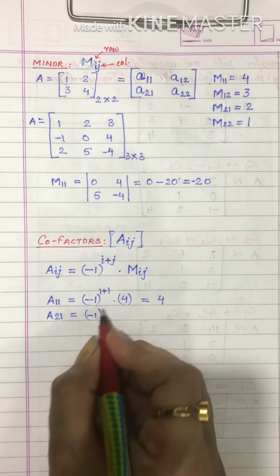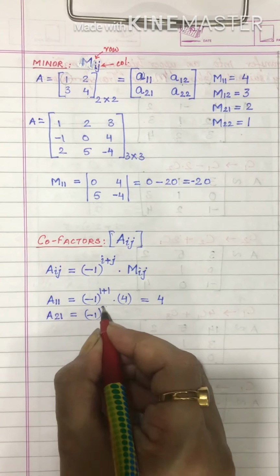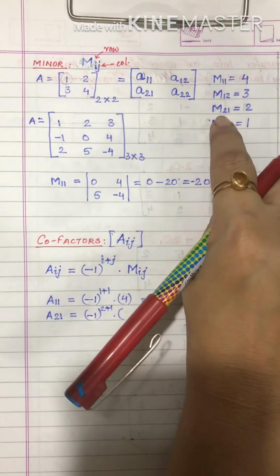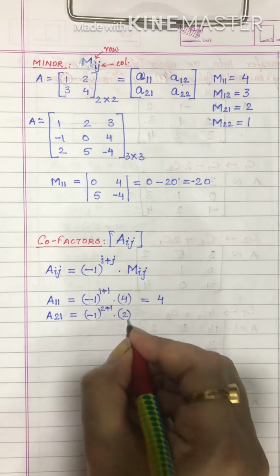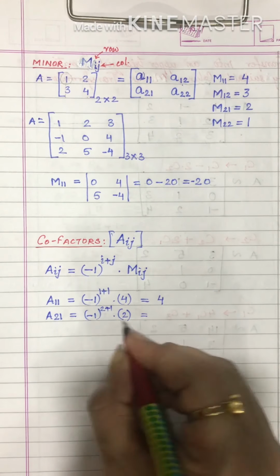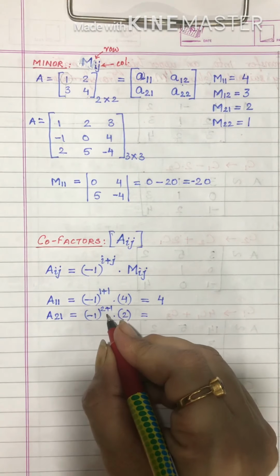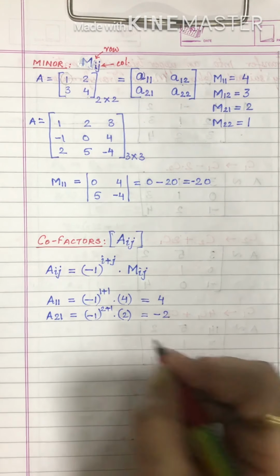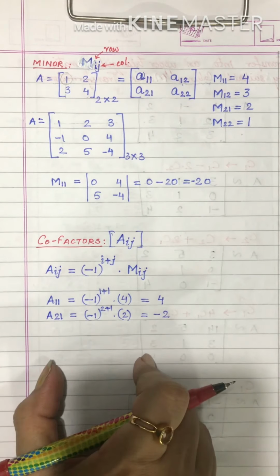So minus 1 raised to, what I'll do? 2 plus 1 here into M21. What is M21 here? 2. So what we are getting? Minus 1 raised to 3, that gives us minus 1. Minus 1 into 2 gives us minus 2. Okay, so this is how we will find cofactors.